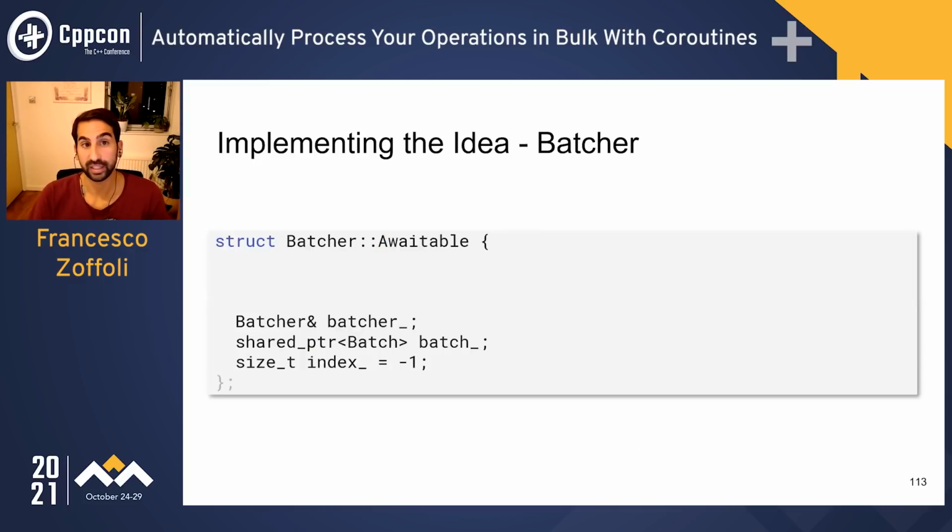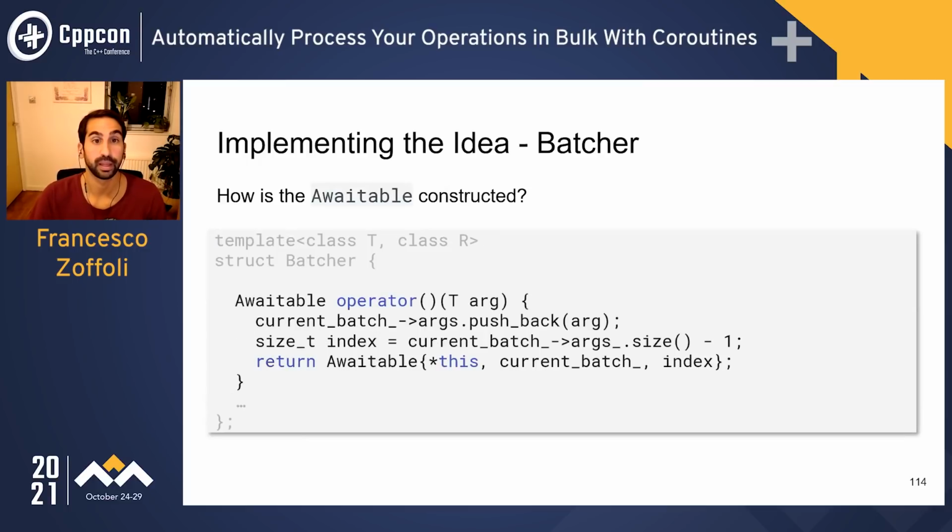The awaitable, as described, contains the batch reference, the shared pointer to the batch, and the index into which in the vector the result is going to be placed. We saw that we have the operator call, and now we can implement it. The implementation is very simple. We push back into our arguments vector the argument that we just received. Then we get the index into which it has been pushed. And then we create the awaitable, passing the current batcher, the current batch, which is the shared pointer we were storing inside the batcher, and the index at which the result is going to be.